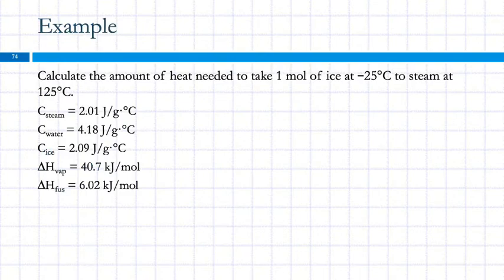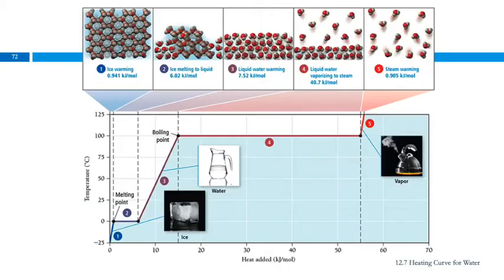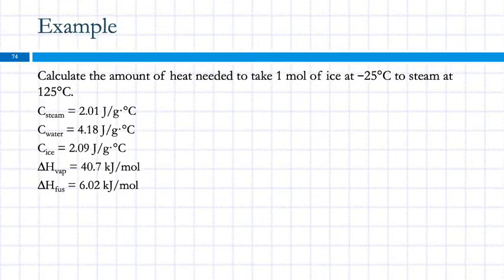Calculate the amount of heat needed to take 1 mole of ice at minus 25 degrees Celsius to steam at 125. So this is the picture that we just looked at. But given on an exam, you're not going to be given the picture, so you have to draw your own picture. Anytime you have a question like this where you have temperatures changing and states changing, you want to sketch a little heating curve.